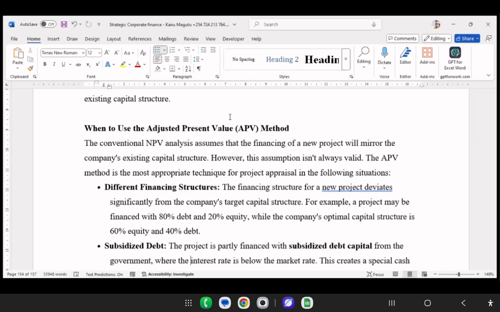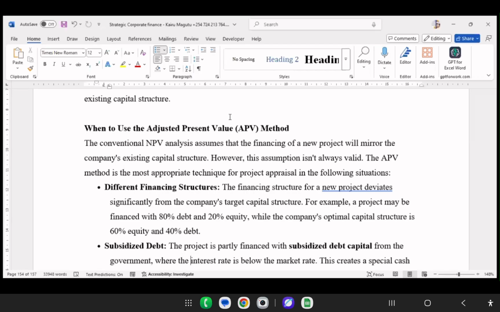The adjusted present value method is the most appropriate technique for project appraisal in the following situations. When do we use the adjusted present value instead of the net present value, the one we have been discussing? Number one, in case of different financing structure. That is, the financing structure for a new project deviates significantly from the company target capital structure. For example, a project may be financed with 80% debt and 20% equity, while the company optimal capital structure is 60% equity and 40% debt.